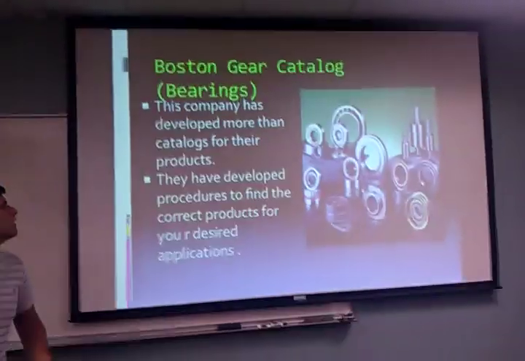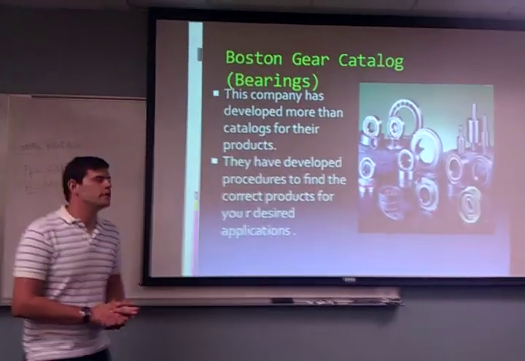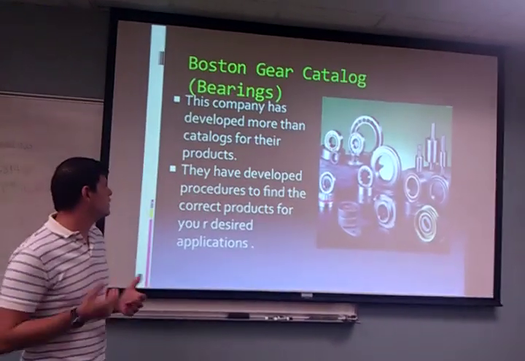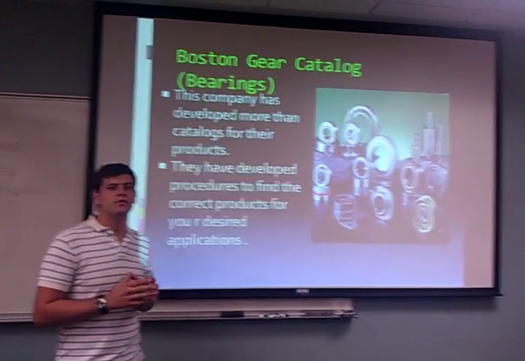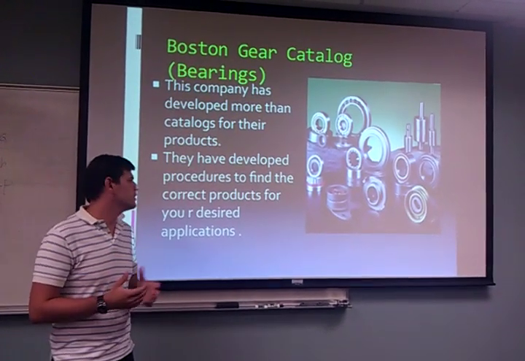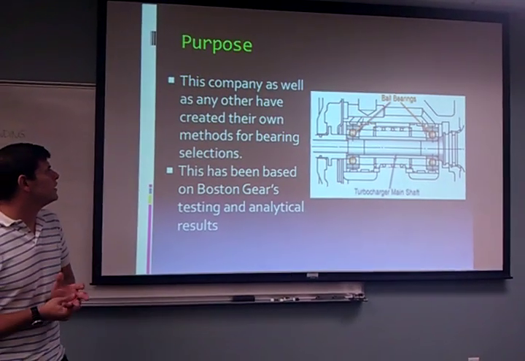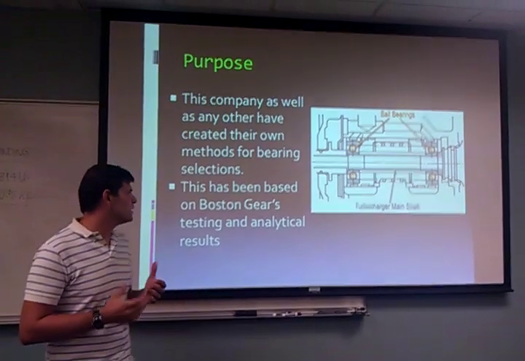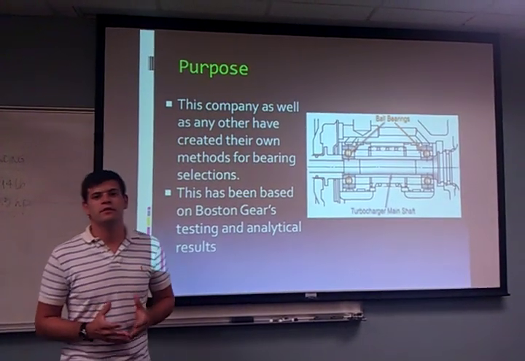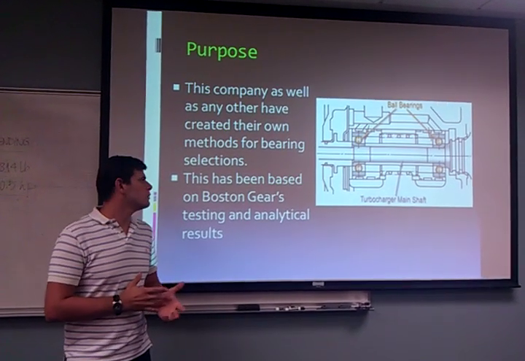Okay, the Boston Gear catalog. Well, this is especially for bearings. This company has developed more than catalogs for the products. They have developed procedures for you to choose the type of bearing that you need for your desired application, for anything that you're designing. As any other company, they have created methods to make your own selections. These methods are based on their testing and their analytical computations.